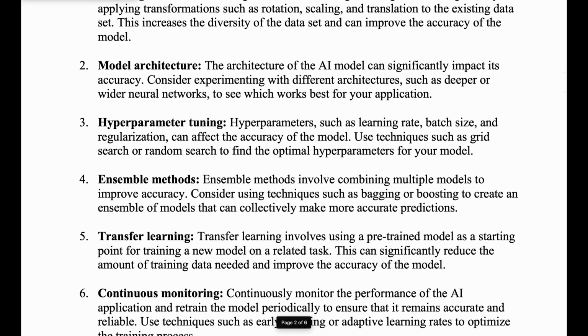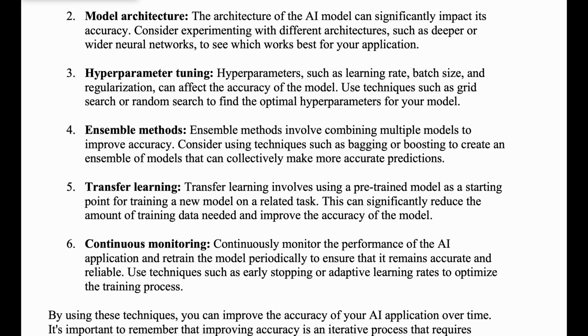Fifth, transfer learning. Friends, transfer learning basically involves using a pre-trained model as the starting point for training a new model on a related task. This can significantly reduce the amount of training data needed and improve the accuracy of the model.